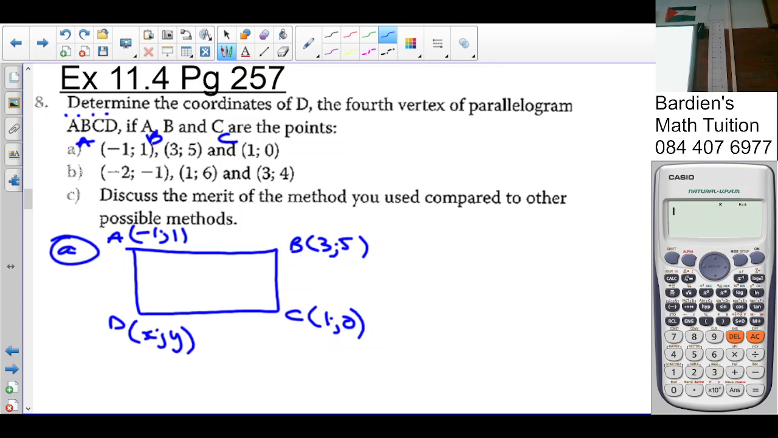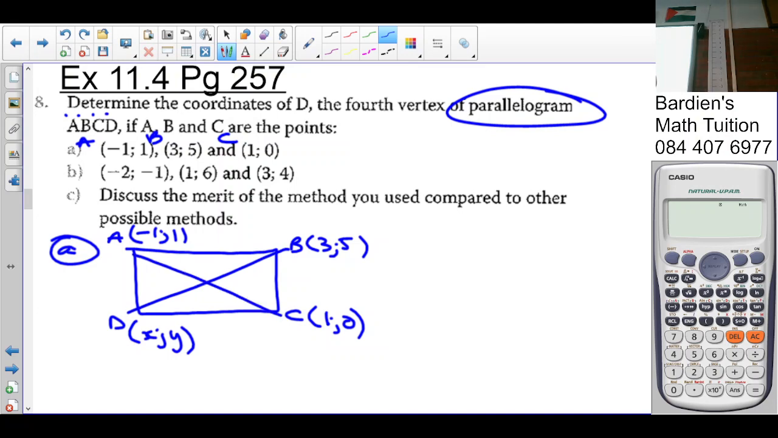Okay, now you see this is a parallelogram. What are the properties of a parallelogram? There are 4. Opposite sides are equal. That is the rule I'm going to use here. What's the other one? Opposite angles are equal. The other one? The diagonals bisect each other. And that's the one we normally use to find D.